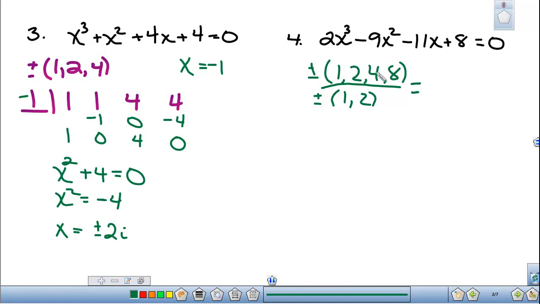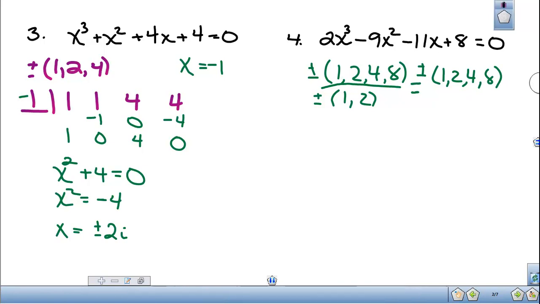So I know when I take all of these numbers and place them over the 1, I get the same numbers. So that'll give me 1, 2, 4, and 8. And again, that'll be the positive and negative values of that. And let's see if there's any other values. Now if I take this 1 and place it over a 2, I'm going to have an additional candidate of 1/2.